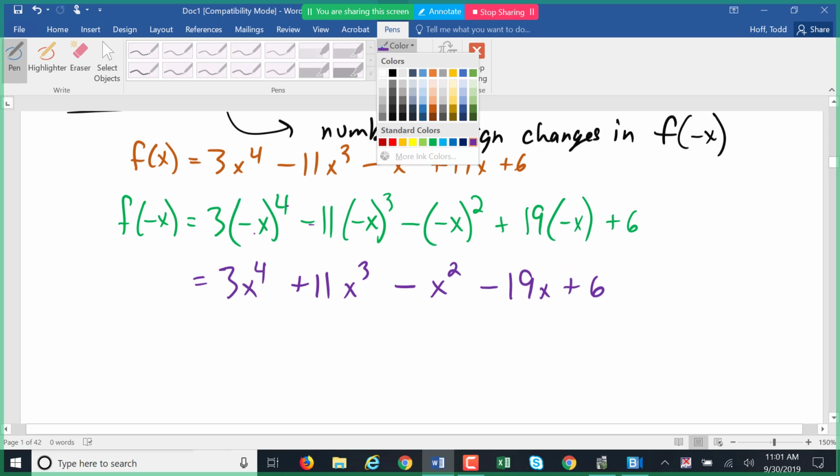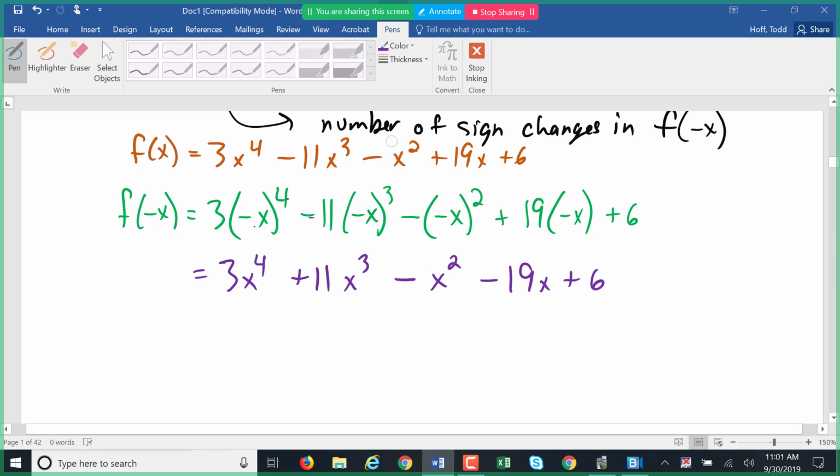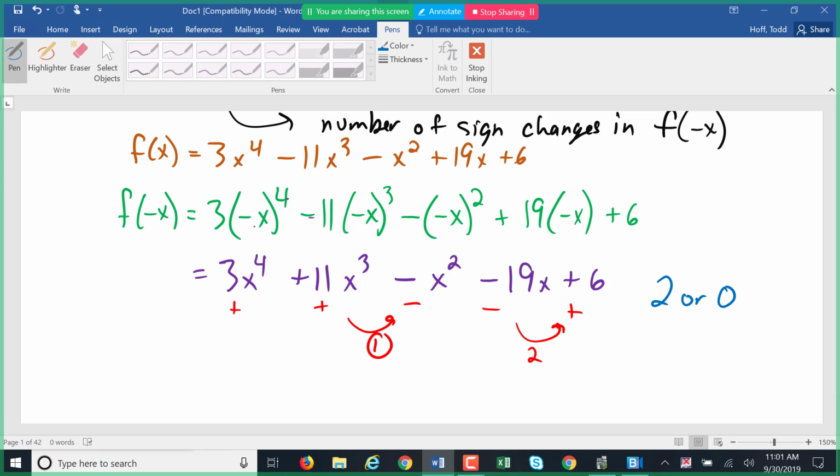So here we started out positive, that's still positive. We went to negative, so that's one sign change. Stayed negative, went back to positive, so that's a second sign change. So what that's telling us is that there are 2, again, or decreased by an even amount, or 0 negative roots.